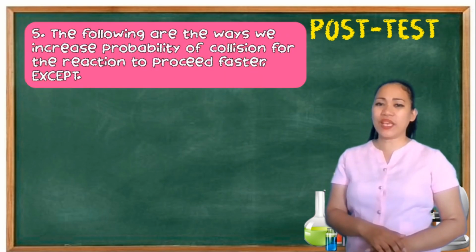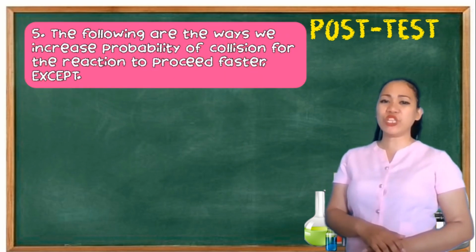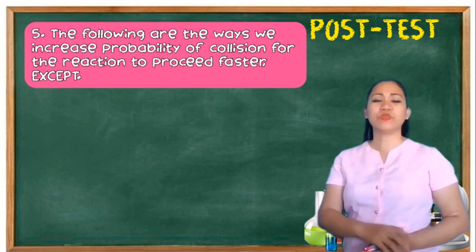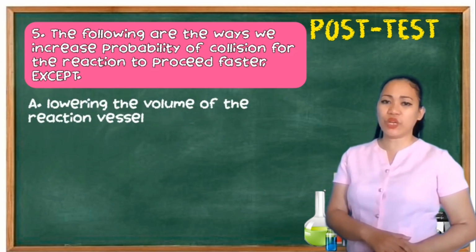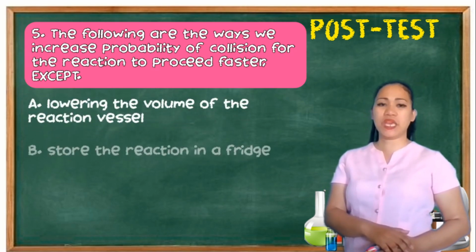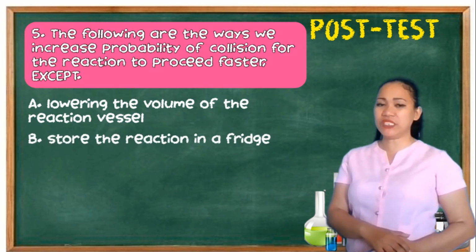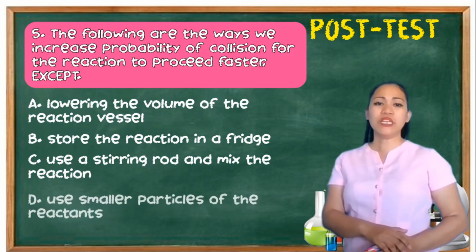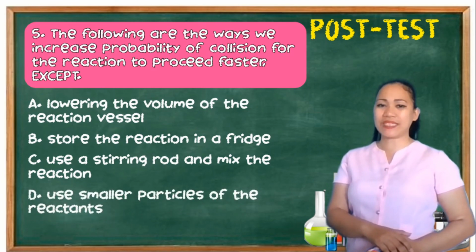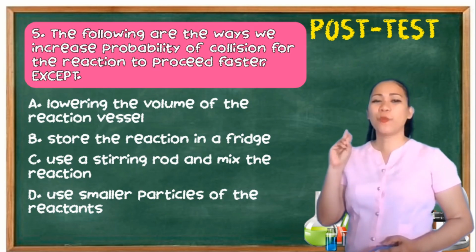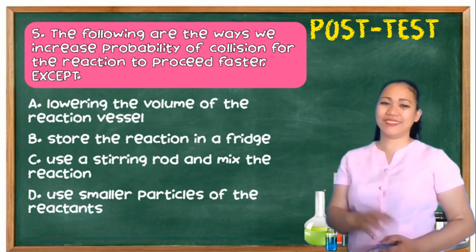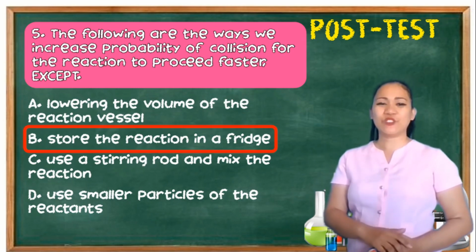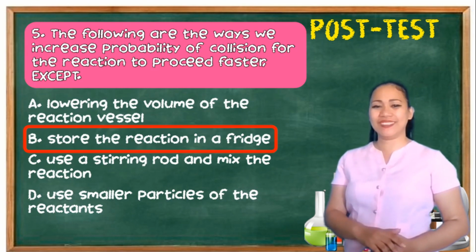Last question. Which of the following ways increase the probability of collision for the reaction to proceed faster, except A. Lowering the volume of the reaction vessel. B. Store the reaction in the fridge. C. Use a stirring rod and mix the reaction. D. Use smaller particles of the reactant. Is it A, B, C, or D? If your answer is B, you are correct. Store the reaction in a fridge.